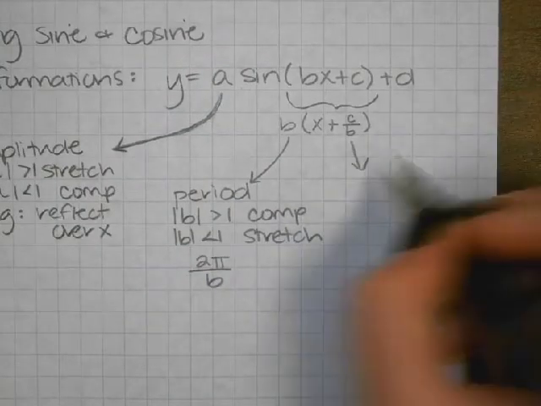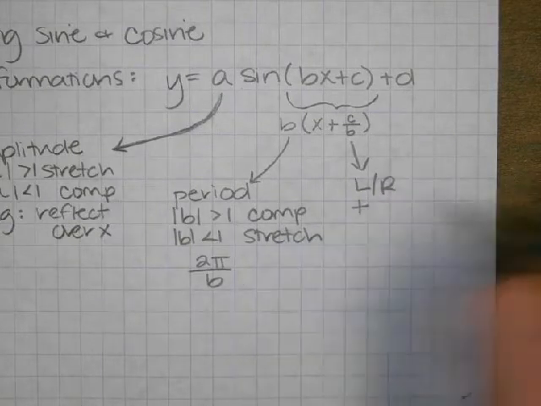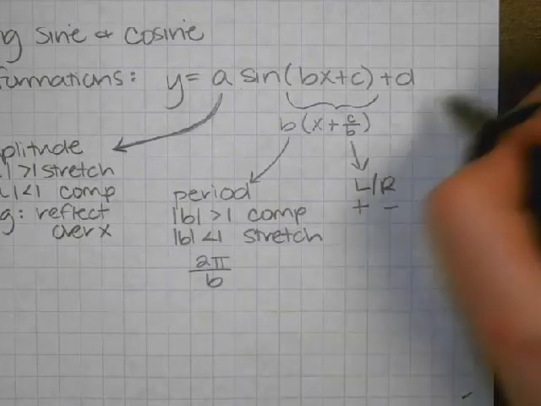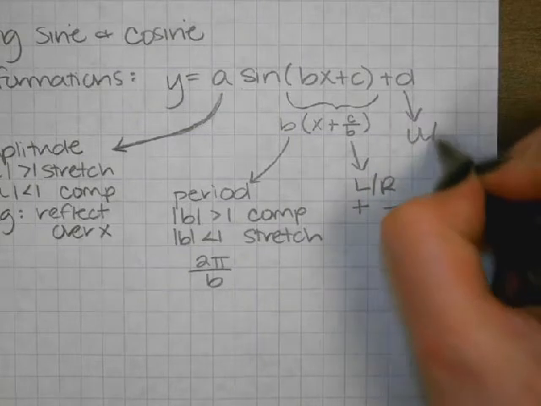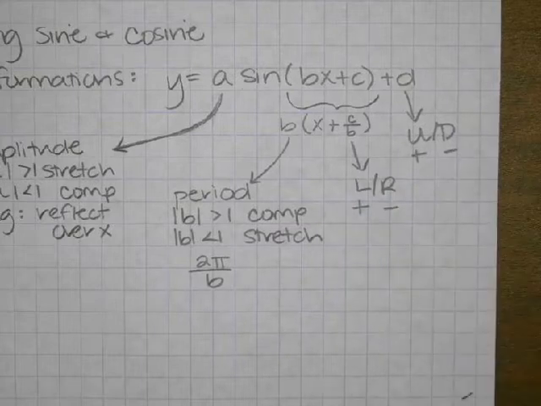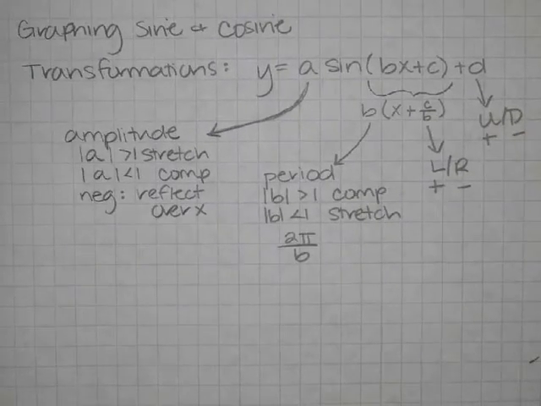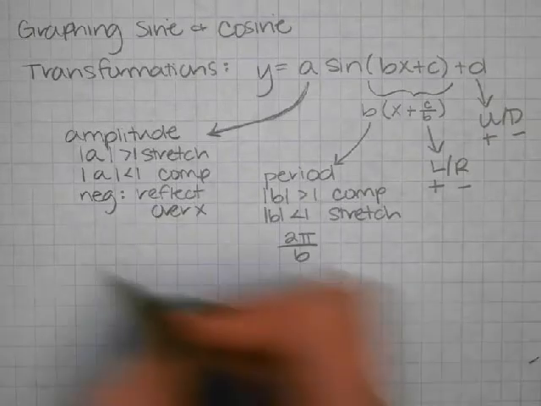All right, just like normal, this tells you how far to the left or the right you go. If it's positive, you go to the left. If it's negative, you go to the right. The number on the end tells you how far up or down you go. If it's positive, you go up. If it's negative, you go down. Okay? All right, so just a little bit more detail on amplitude.